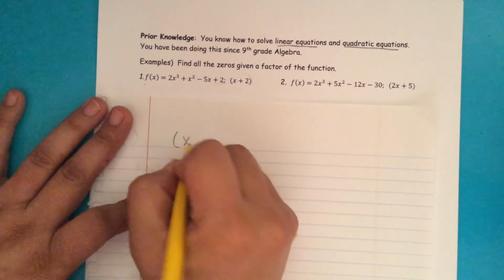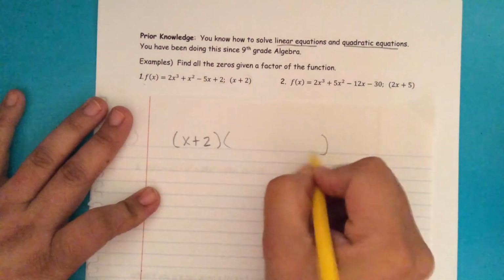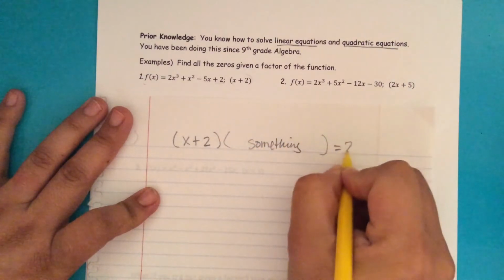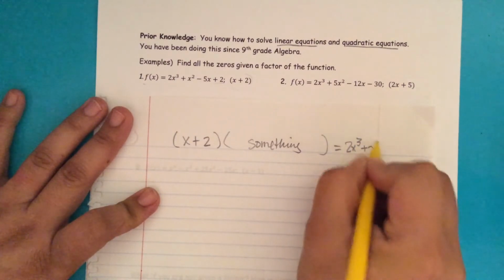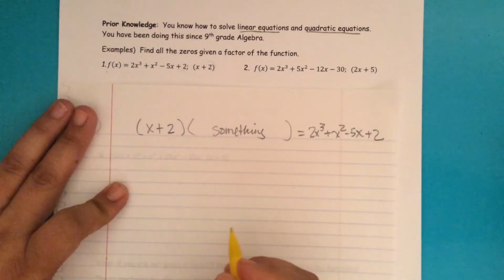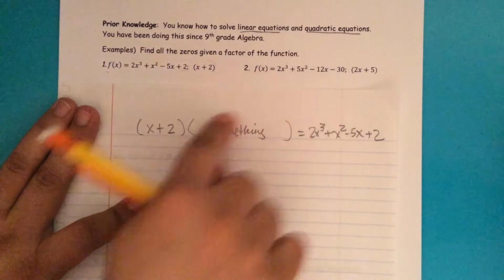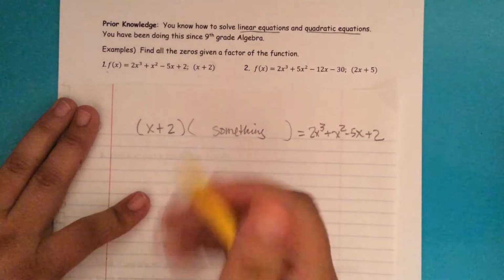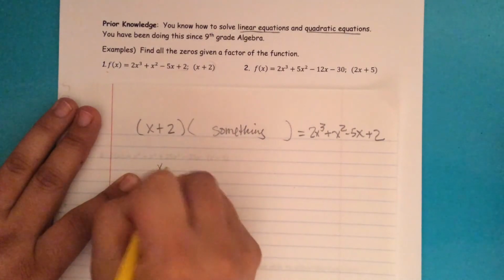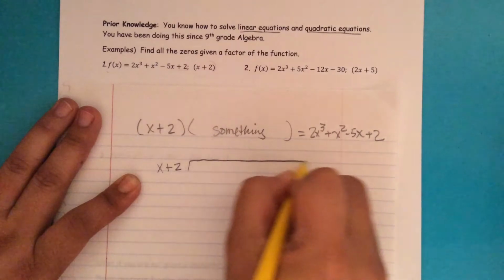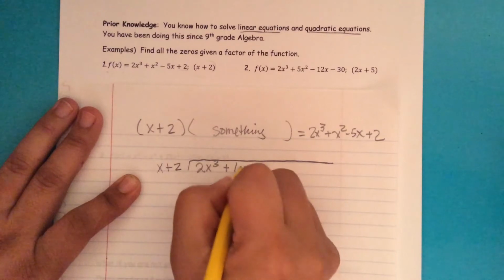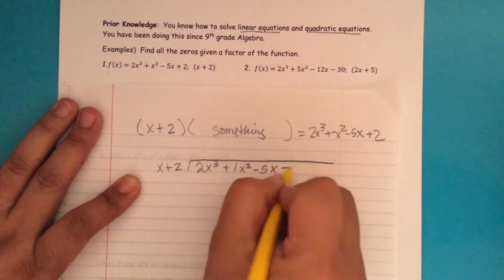So that means that x plus 2 times something equals 2x cubed, the function, plus x squared minus 5x plus 2. Okay, so then to get that something right here, we have to divide this by this using long division. Because this is linear, you can also use synthetic division, but I'm just going to use long division to remind you about it. So then 2x cubed plus 1x squared minus 5x plus 2.